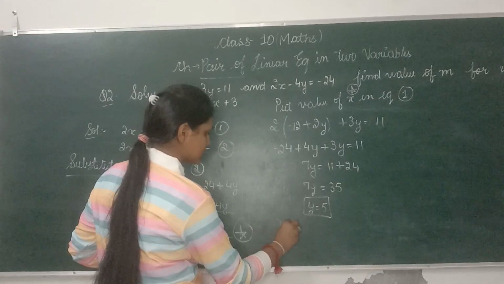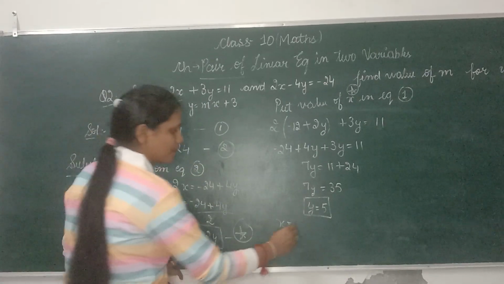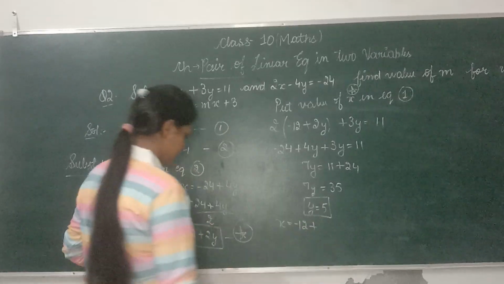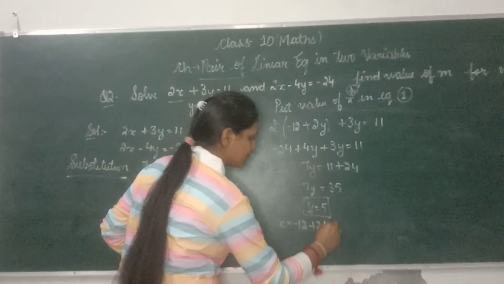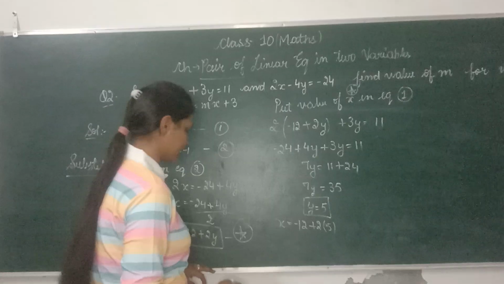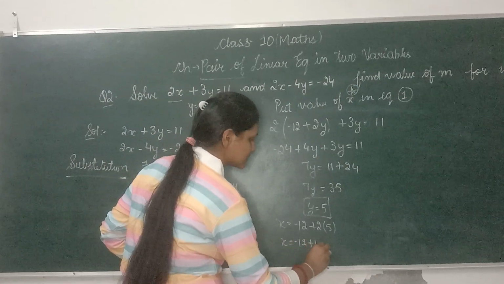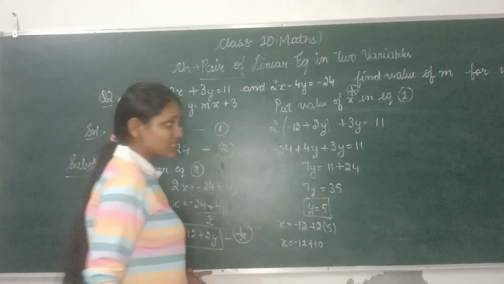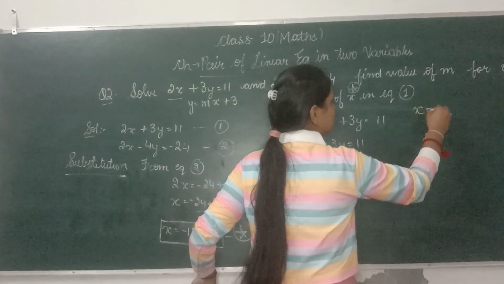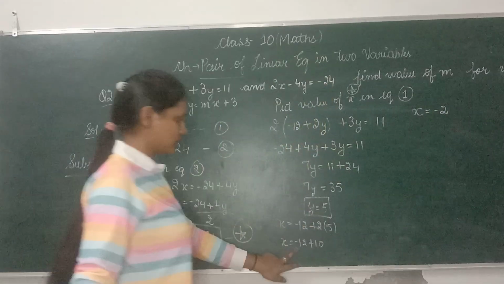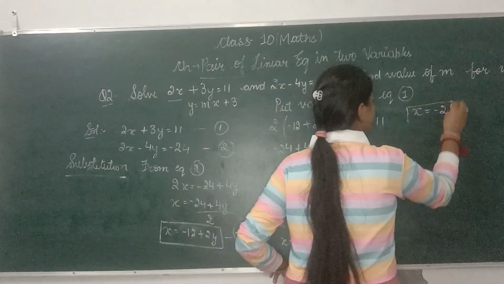Now we will put this value of y in equation star and calculate the value of x, which is x is equal to minus 12 plus 2 multiplied by y, that is 5, so x is equal to minus 12 plus 10, so x is equal to minus 2. The value will be minus 2.